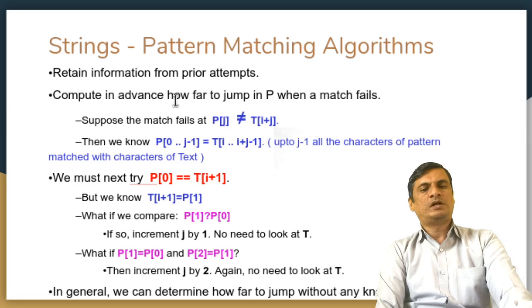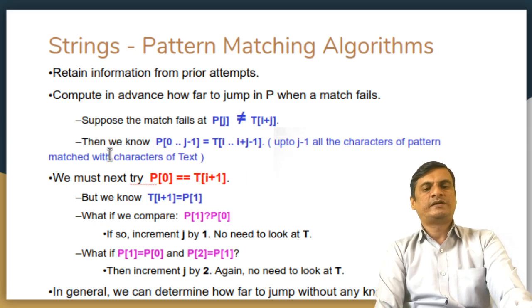So compute in advance how far to jump in P. Here P is the pattern and T is the text. Again I will repeat, P is the pattern which we are trying to find the presence of in the text. So compute in advance how far to jump in P when a match fails. Suppose the match is going to fail at the jth position of the pattern. When you are comparing the respective letters of the pattern with the original text, at the jth position the respective characters are not matching, then in that case we need to memorize this particular fact. So how do we do that?